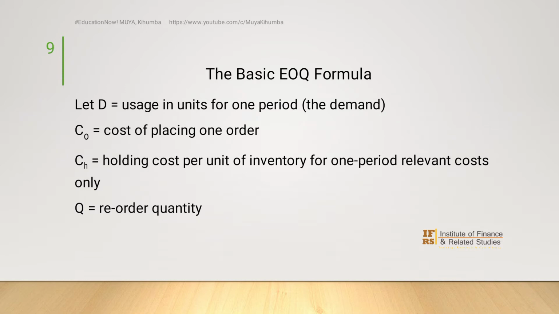What is the basic EOQ formula? Now, there are certain aspects that you have to know. We have to know the demand, D; the CO, which is the ordering cost; the CH, which is the holding cost of inventory for one period, and we only consider relevant cost. I said that. And of course, Q is the reorder quantity. If it's at EOQ, Q will be the EOQ.